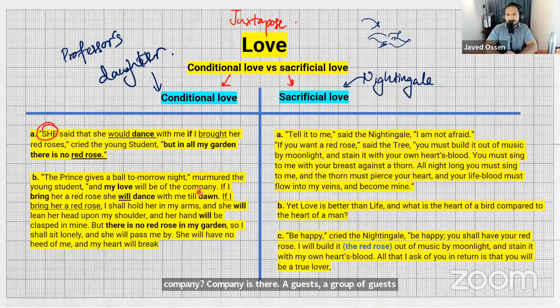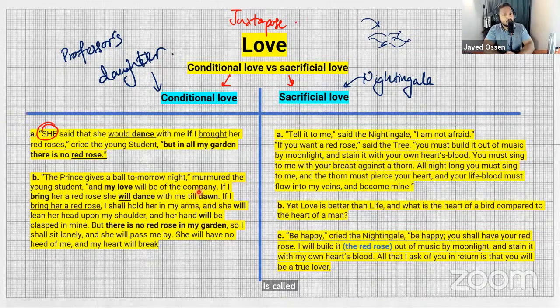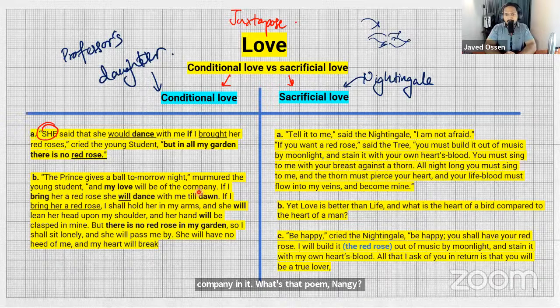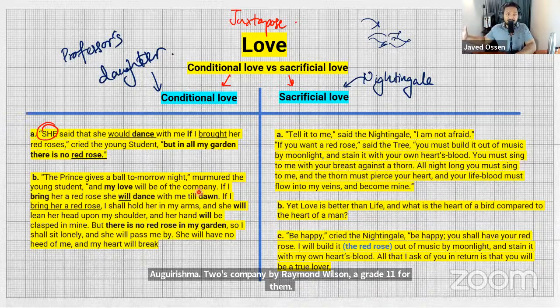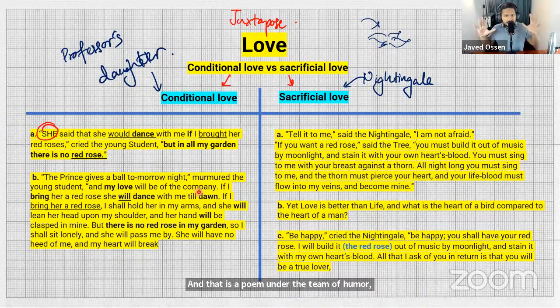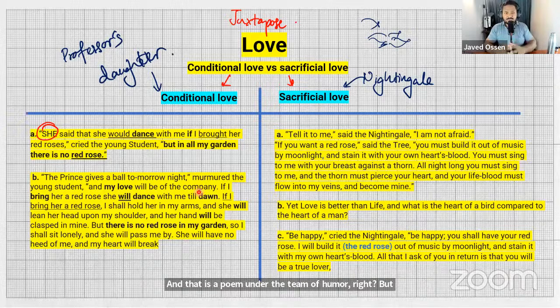There's a poem in your syllabus that has the word company in it. What's that poem, Nangi? It is Two's Company by Raymond Wilson, a grade 11 poem. Two's Company by, there we go, Reshma. Two's Company by Raymond Wilson, a grade 11 poem. And that is a poem under the theme of humor, right? But right now, though, company means a collection of guests.